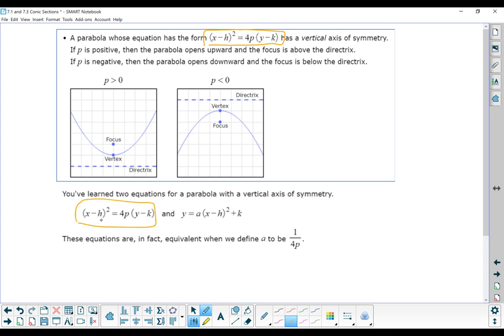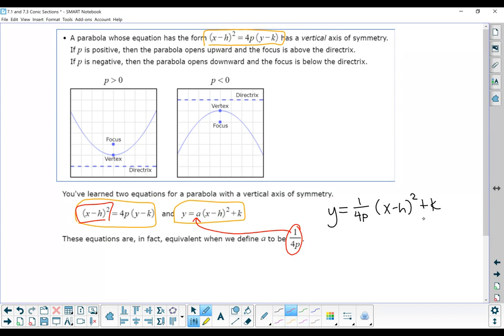These two forms of the equation are actually equivalent if we define a to be 1 over 4p. I just want to show you that really quick. If I start with y equals 1 over 4p times (x minus h) squared plus k, all I did was sub 1 over 4p in for a. If I want to solve this equation and get (x minus h) squared by itself, I would subtract the k. So now I have y minus k equals 1 over 4p times (x minus h) squared. And then I would multiply both sides of the equation by 4p.